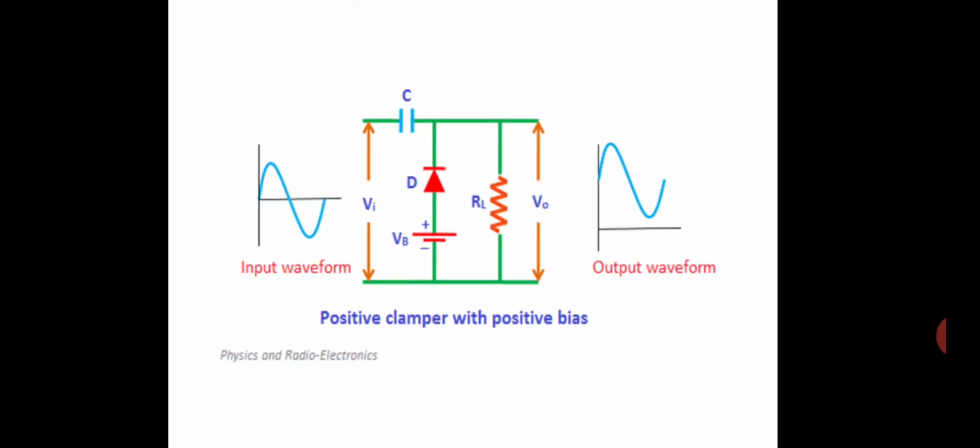In the reverse condition, the diode is forward biased. In the reverse cycle, the diode is forward biased because the battery positive terminal is connected to the diode positive terminal and the battery negative terminal is connected to the input negative terminal. In both conditions, Vi greater than Vb or Vb greater than Vi, the diode is forward biased.